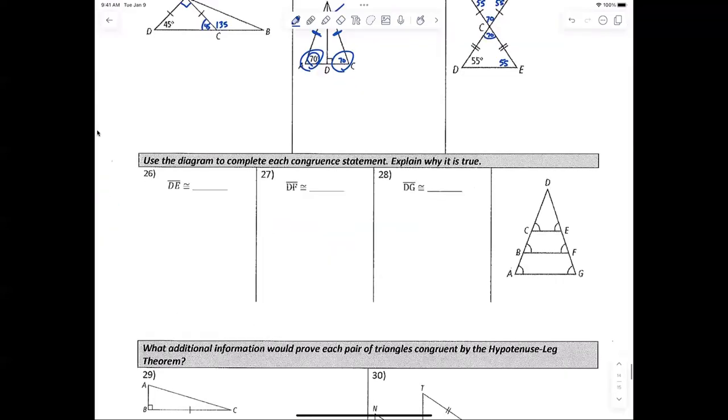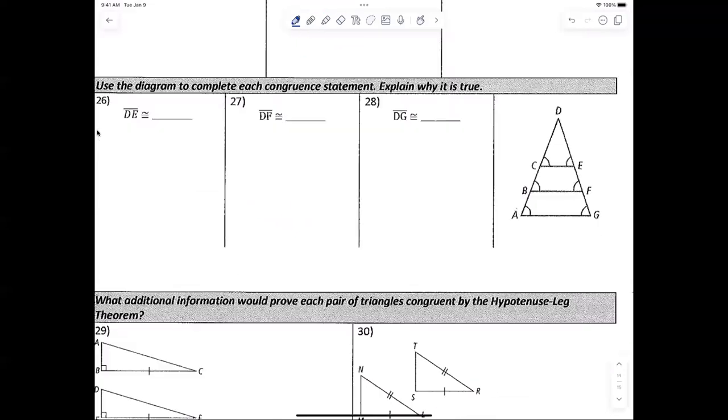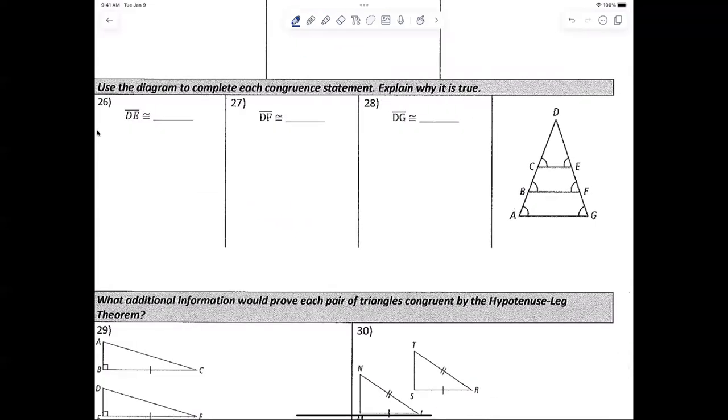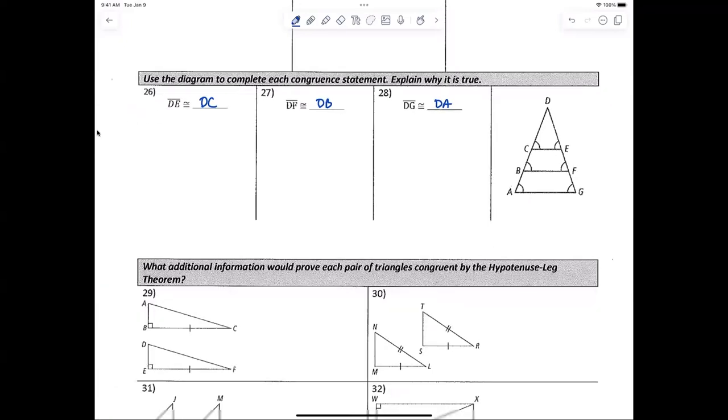All right, here we go. DE. DE is congruent to what? DC. Base angles are congruent, the opposite sides are congruent. DF must be congruent to what? DB, of course. And DG is congruent to what? All right. Pretty easy.